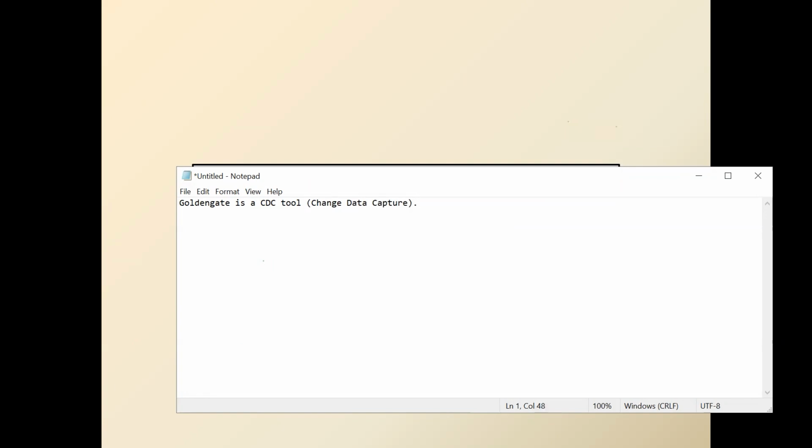What it means is it captures the changes from the source database, and whatever change data has been captured, it applies it to the target database. Okay. So Golden Gate does the replication from source to target database. Now, for Golden Gate, the source has to be a database, right?